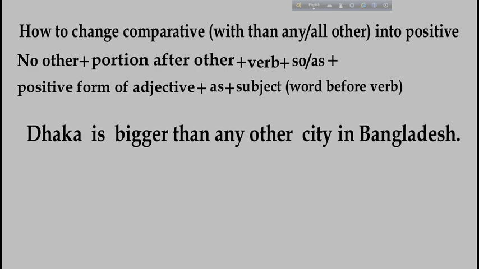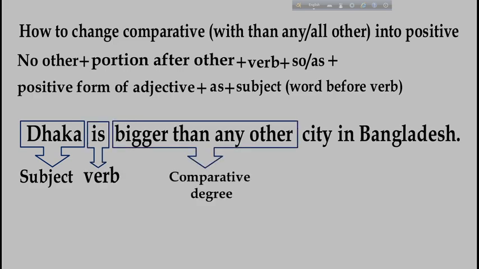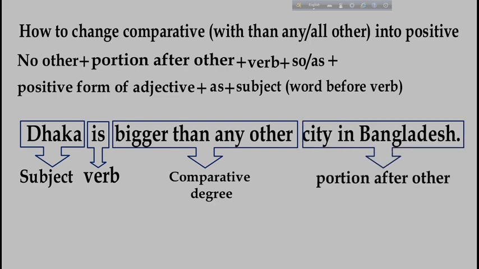Dear learners, look at the structure carefully and let us try to understand the sentence. Dhaka is bigger than any other city in Bangladesh. Here we can indicate Dhaka as the subject, is as the verb, bigger than as the comparative degree, and city in Bangladesh as the portion after other. Very clear? Do you understand the meaning and have you a clear idea? Yes.